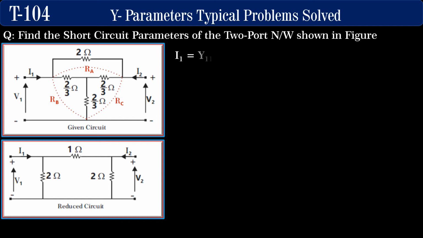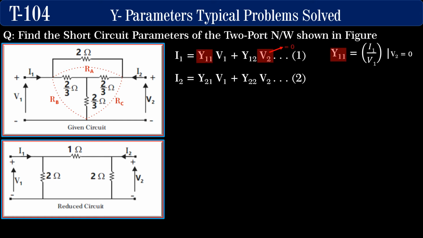So we know I1 is equal to y11 V1 plus y12 V2. This is the input port equation. I2 is equal to y21 V1 plus y22 V2, and this is the output port equation. From these equations we know y11 is equal to I1 upon V1 when V2 is equal to 0, and y21 is equal to I2 upon V1 when V2 is equal to 0. Meaning, to find y11 and y21, we have to enforce V2 is equal to 0.